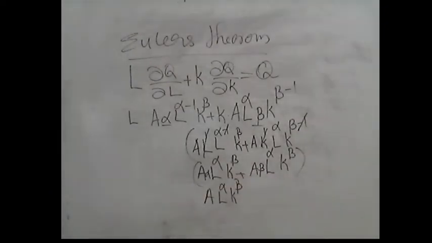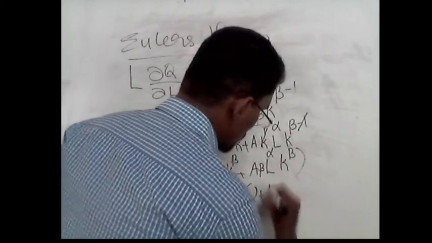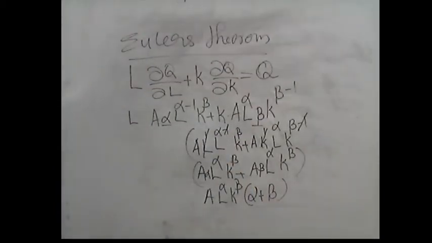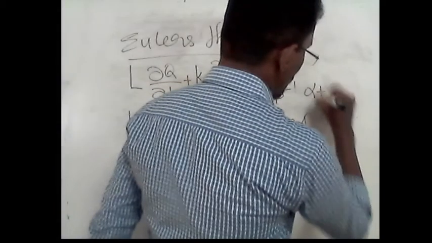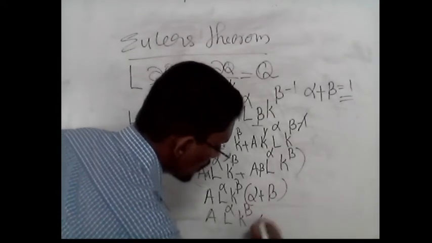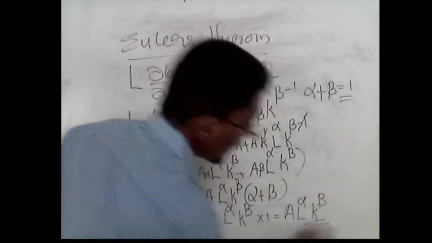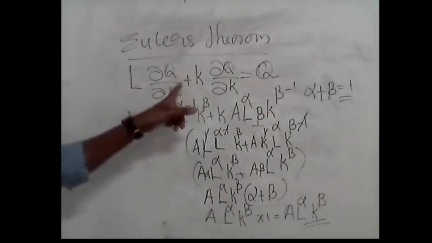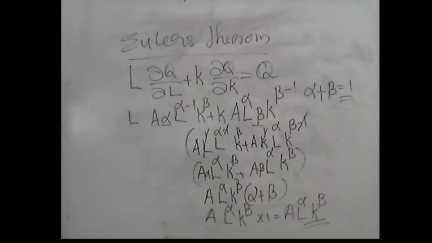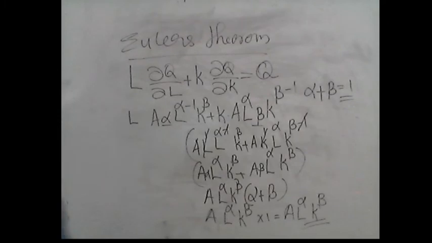Thereby we can take that A L raised to alpha and K raised to beta outside, and the remainder is alpha plus beta, and this alpha plus beta is equal to 1. Thereby this will become A L raised to alpha and K raised to beta into 1. This is again equal to A L raised to alpha and K raised to beta. This is satisfied by the Euler's theorem. Here, if the total output is distributed on the basis of their respective marginal product, then we can obtain the same level of output, or the total output can be completely exhausted. This is the fourth property.